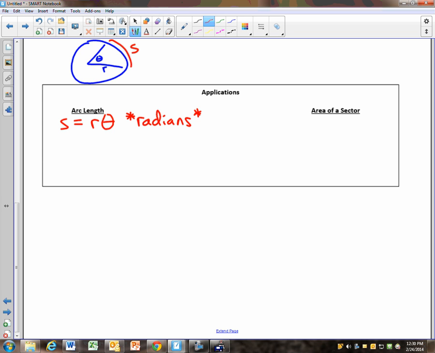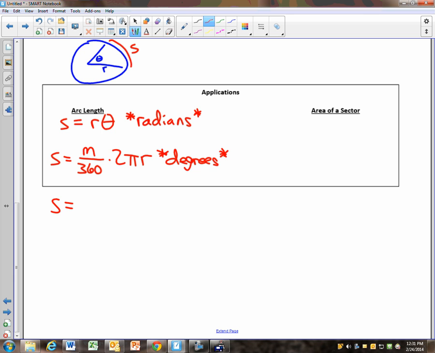Now in geometry you learned a different formula. The formula was this: S equals the measure of the angle divided by 360 times 2 pi r. And you may wonder, how are those related? First of all, I like to use the radians one because it's shorter, it's much smaller. But we can get the radians formula from the degrees formula. I'll show you, it's really quite simple.